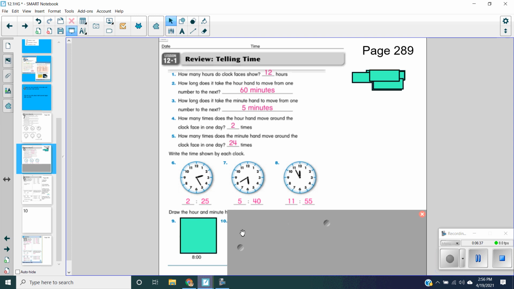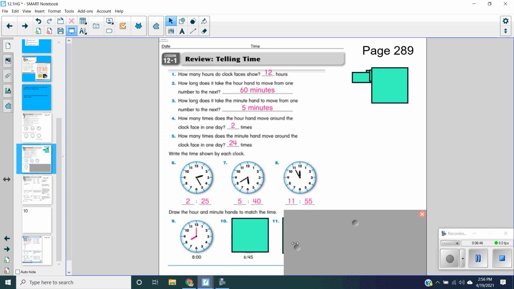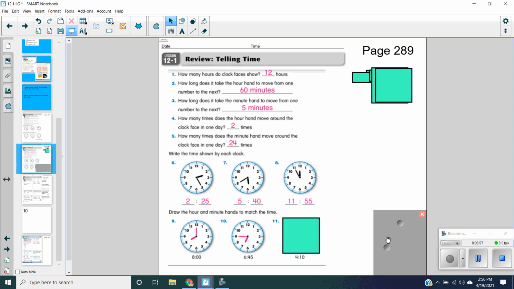Then for the bottom, you are drawing the hands. So to show 8 o'clock, your hour hand is right on the 8, that's the shorter hand, and then your minute hand is on the 12. To show 6:45, your hour hand is in between the 6 and the 7, it is a little bit closer to the 7, and then your minute hand, the longer hand, is on the 9. And to show 4:10, your hour hand, the shorter one, is on the 4, and then the minute hand is on the 2. So double check to make sure you have this page correct before moving on to math boxes.